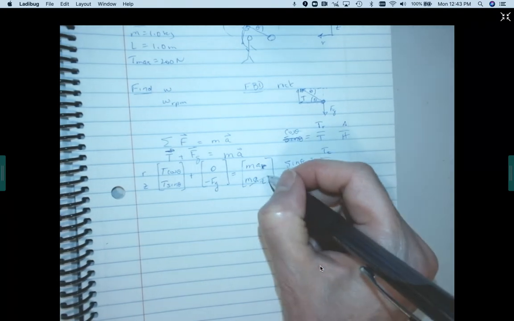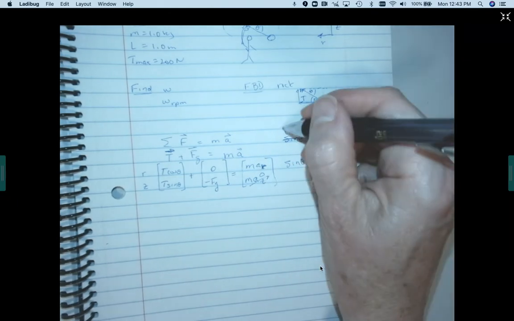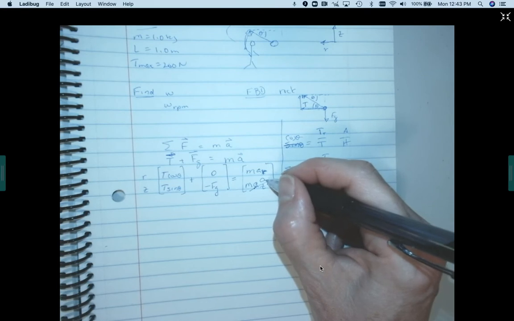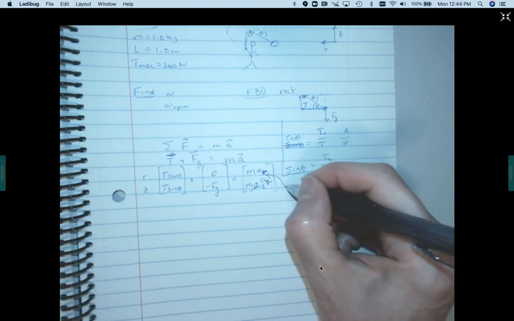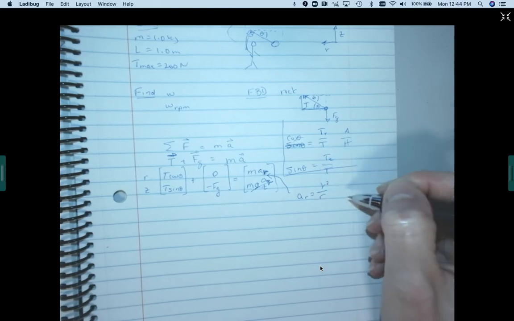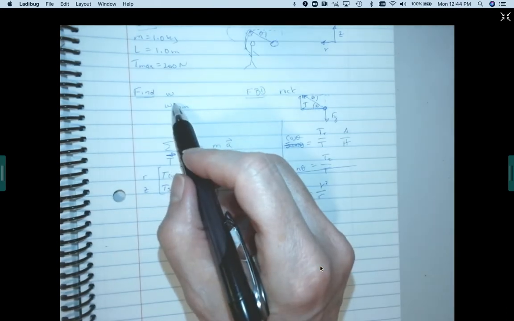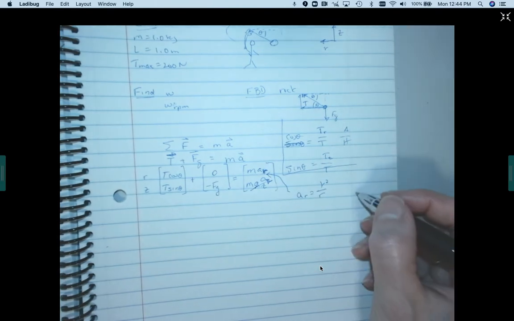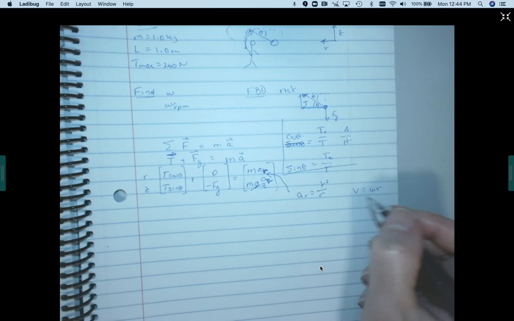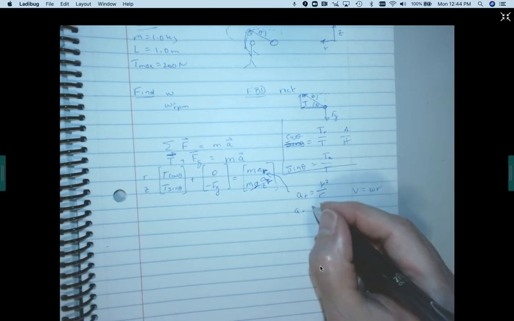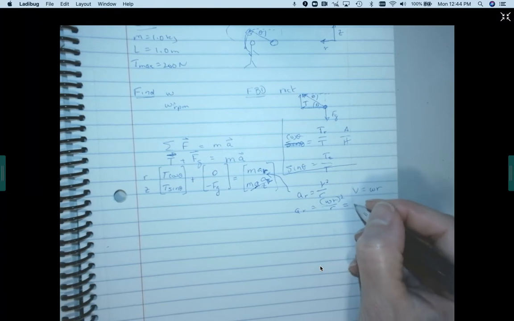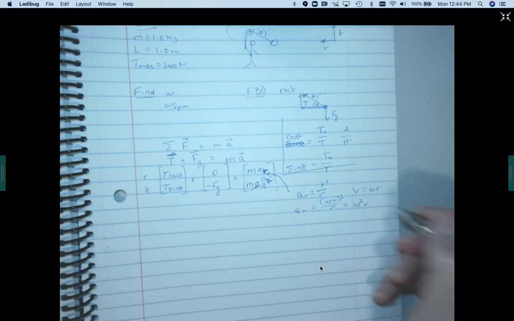So our Z direction acceleration is 0. Okay, and our radial direction acceleration is v squared over r. It's actually asking us to find this in terms of omega, so you remember that v is omega r. So if I plug that in here, my radial acceleration is omega r squared over r, which is omega squared r.